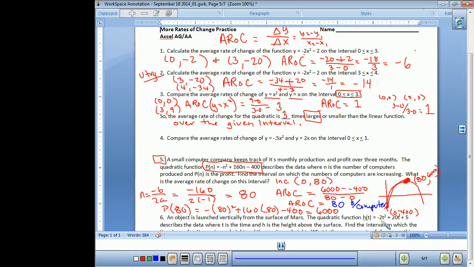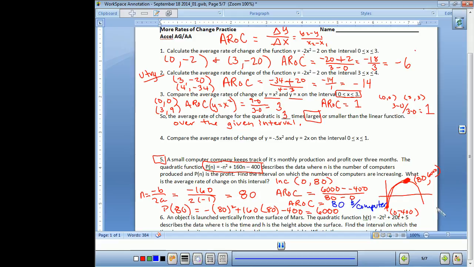So how does it go back down? What happens is you produce more than you can sell, and you have to pay for materials, you have to pay labor, and so you've got inventory just sitting on the shelf.